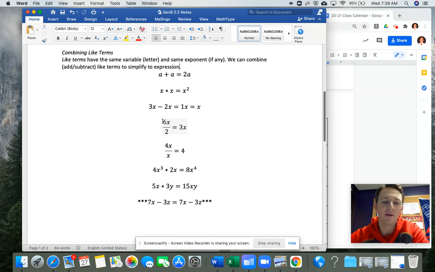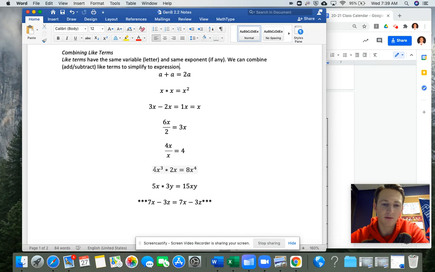Now with division, we have 6x over 2. We can just divide the whole number. So 6 divided by 2 is 3, and we just tack on that x to the end. 4x divided by x, these x's are going to cancel because if something is on the top and the bottom of a fraction, they just cross out. So 4 is left over.